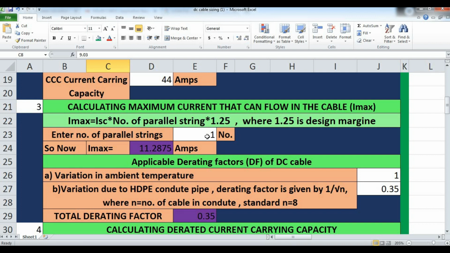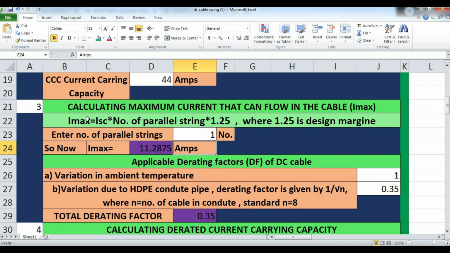So you multiply ISC, that is 9.04, with 1, the number of our parallel strings. You can make it 2 as well, or as per your requirement, and then the Imax will increase. So you take it as 1, and we multiply the design margin, that is 1.25, with this complete value. So we will get our Imax. As you can see here, our Imax is 11.2875 ampere.